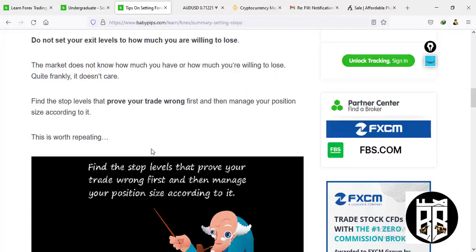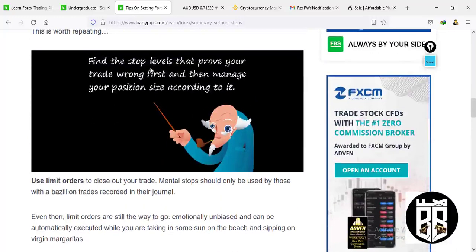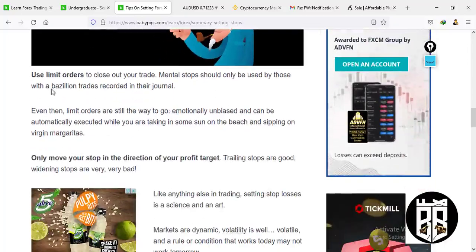Then find the stop levels that prove your trade wrong first, and then manage your position size according to it. Use limit orders. This will help you a lot. It will automatically fill you into the trade, close you out when you hit stop loss, or close you out when you hit take profit. It makes life easy, and you don't have to sit in front of the computer all day long looking at what to do or what not to do. It will also eliminate all forms of emotions and FOMO.